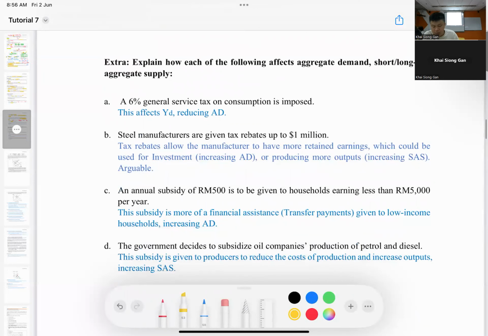Okay, next one. Government decides to subsidize oil companies' production of petrol and diesel. Subsidy is usually given to the producers directly. So the purpose of subsidy is to reduce the cost of production and to increase the output, to make things affordable for people. Since this is given to producers, this increases the short run aggregate supply curve.